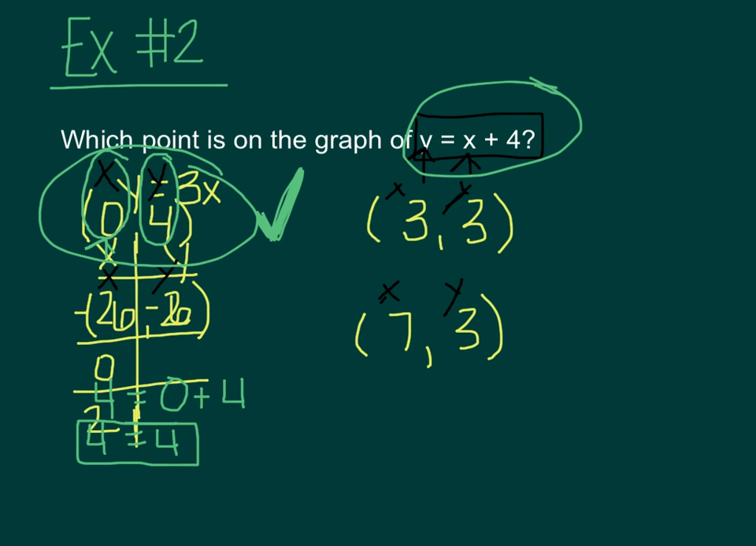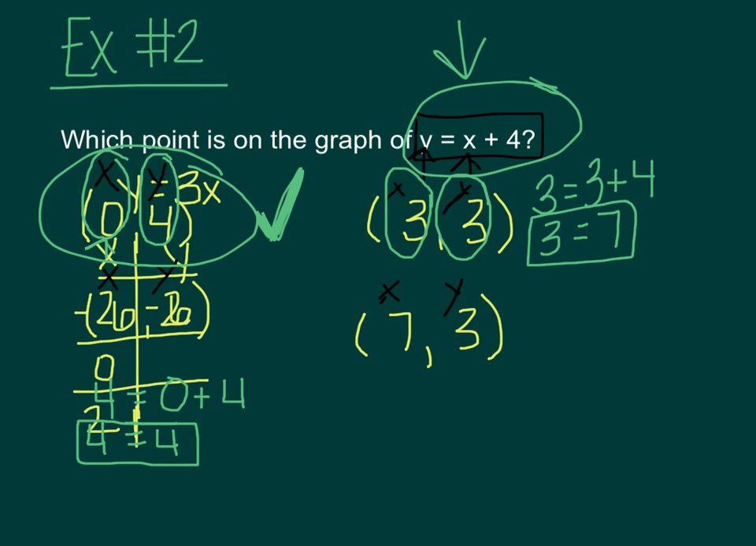So this point would be on the graph. Now let's just go through a few other of these so we can practice. We're using the same equation. Now this time we're going to put a 3 in place of the x and a 3 in place of the y. So we have y, which is 3, equals x, which is 3, plus 4. And then we solve. 3 equals 3 plus 4 is 7. And we know 3 does not equal 7, so that is not on the graph.